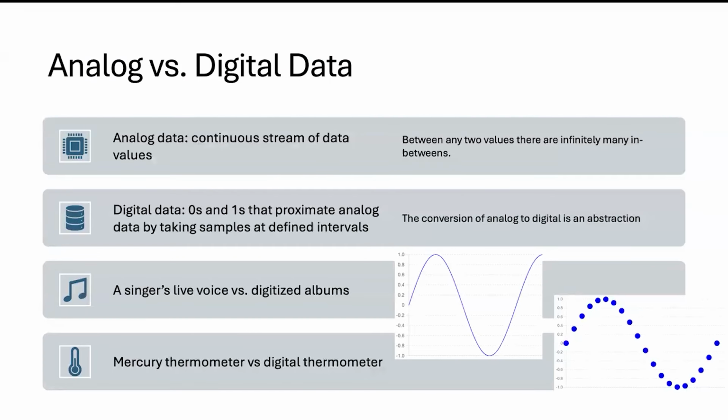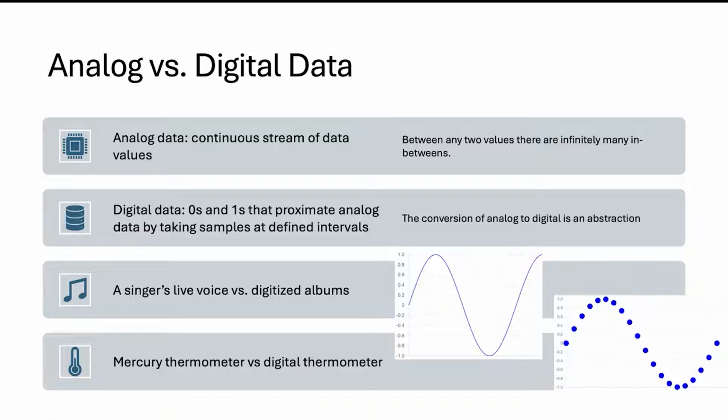When we represent data, there are usually 2 kinds of data, analog versus digital. Analog is the type of data where everything is continuous. You have a continuous stream of data values. So you can see this particular figure here. This is like a sine function. For every continuous x value here, there's also a y value that can be represented. So between any 2 values, there are infinite numbers in between.